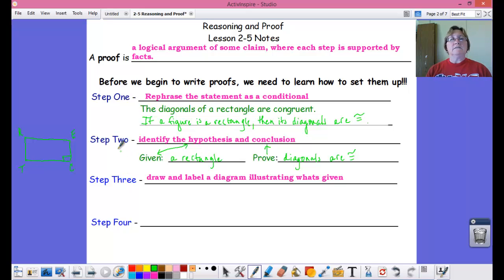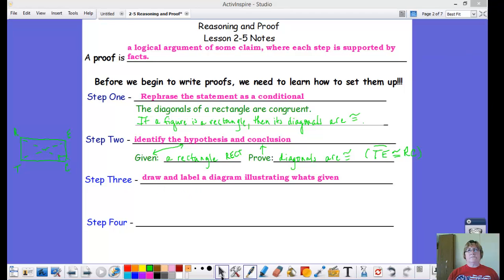I kind of like sometimes to have the drawing first. That's because I could refer to, in my given here, rectangle RECT, I could call it by name. And that would also allow me, instead of saying diagonals, to say that this segment TE is congruent to this one CR. So I'm going to put that out here as well. If I have the drawing first, then it makes it a little bit easier to set up the hypothesis and conclusion.